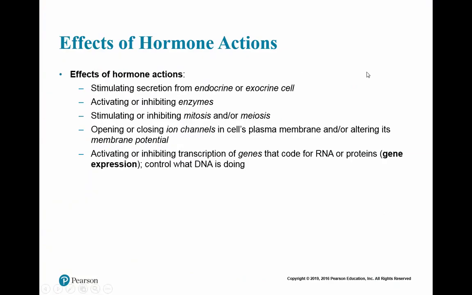Okay, what are the effects of hormone actions? What can hormones do? They stimulate secretion from the endocrine or the exocrine cell. They activate or inhibit some enzymes. They can stimulate or inhibit mitosis or meiosis or both. They can open and close ion channels in the cell's plasma membrane so they can alter the membrane potential.